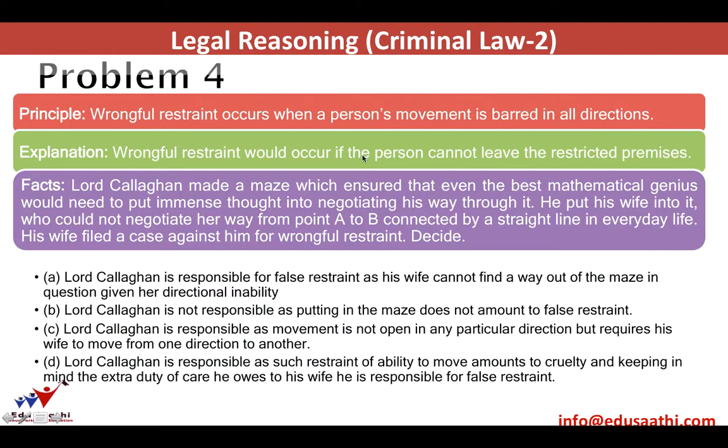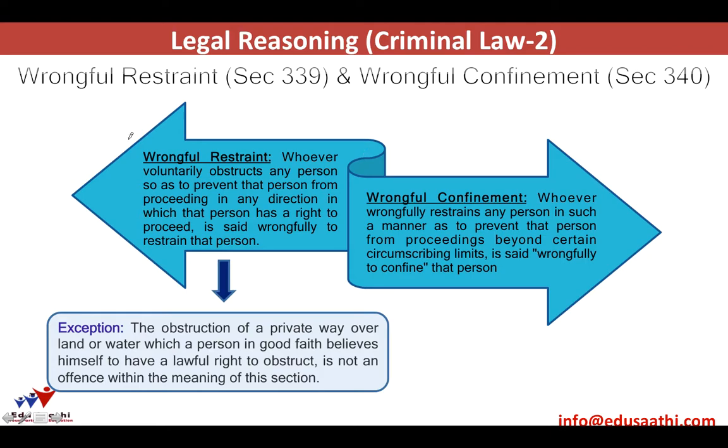These are the bare wordings given in the Indian Penal Code. Wrongful restraint: whoever voluntarily obstructs any person so as to prevent that person from proceeding in any direction in which that person has a right to proceed is said to wrongfully restrain the person. You can read it by pausing the video or from the Indian Penal Code itself. This is the bare wording for wrongful confinement: whoever wrongfully restrains any person in such manner as to prevent that person from proceeding beyond certain circumscribing limits is said to wrongfully confine that person.